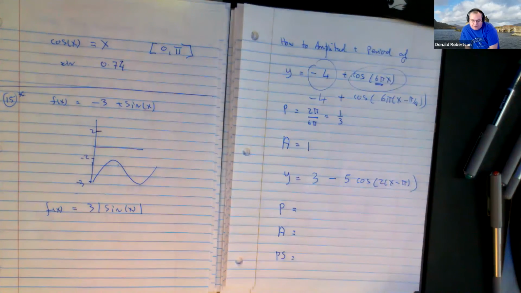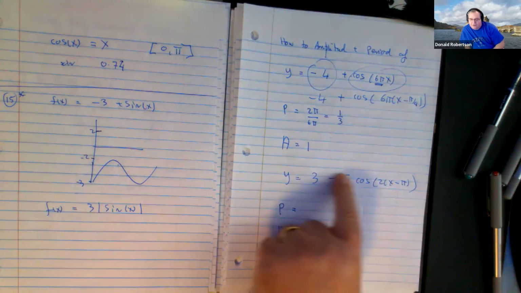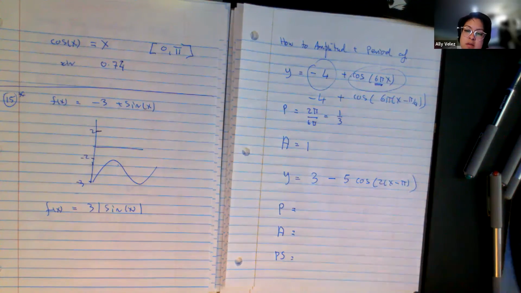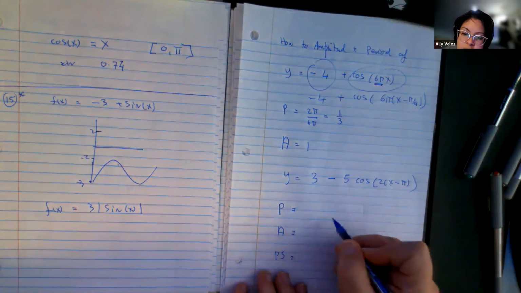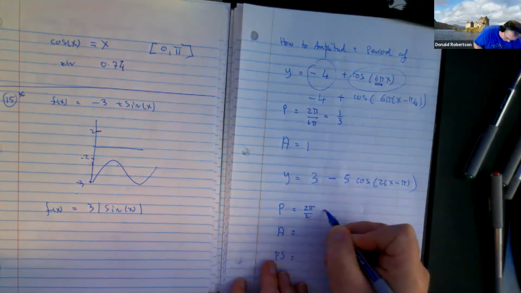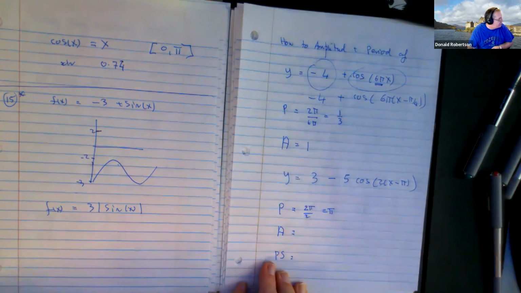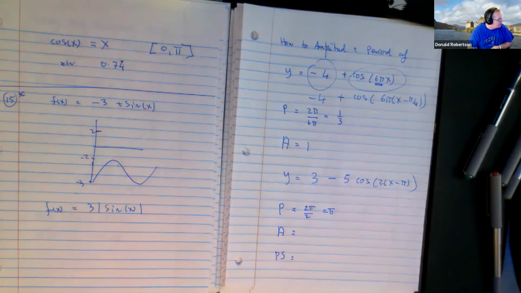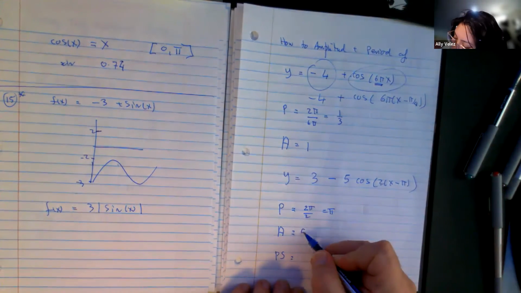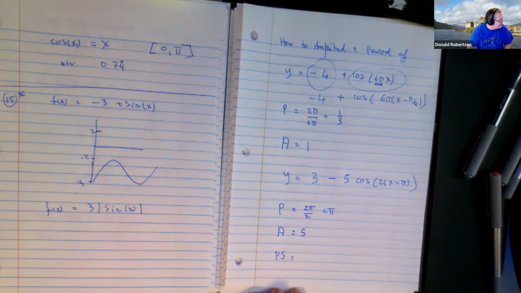What is the period of this function? Pi. And let's see, she did 2 pi divided by this number, nailed it. What's the amplitude of this function? 5. Phase shift. 1 pi.